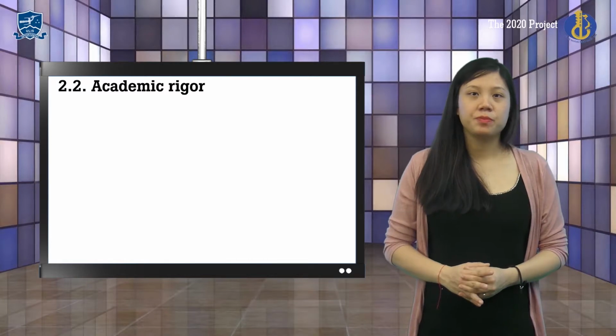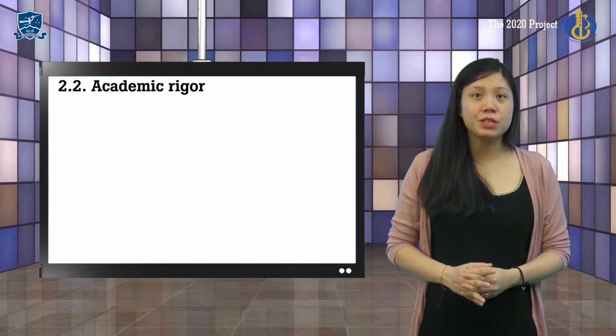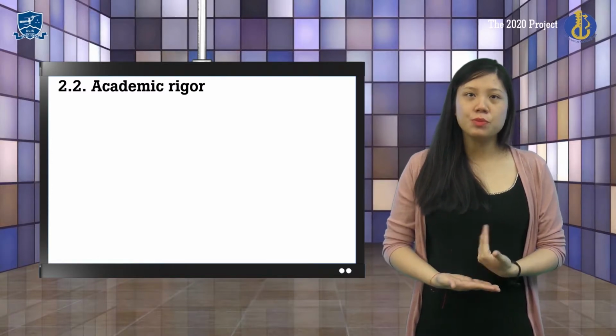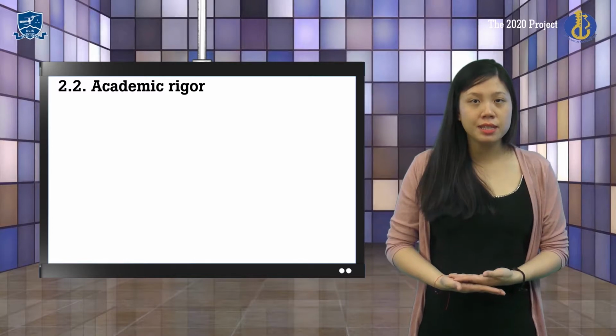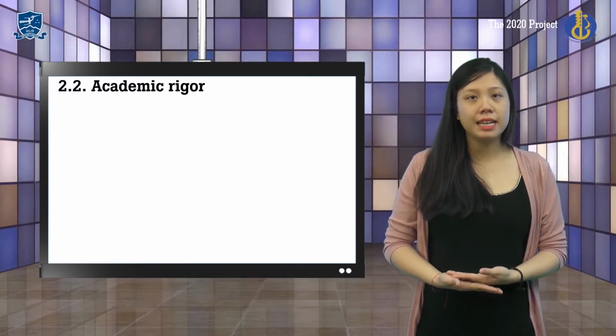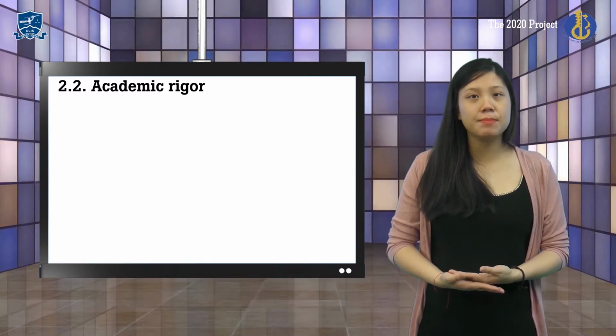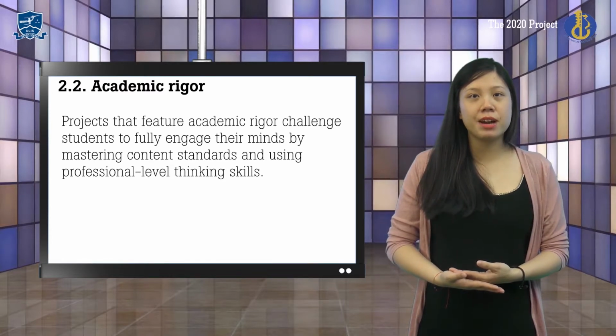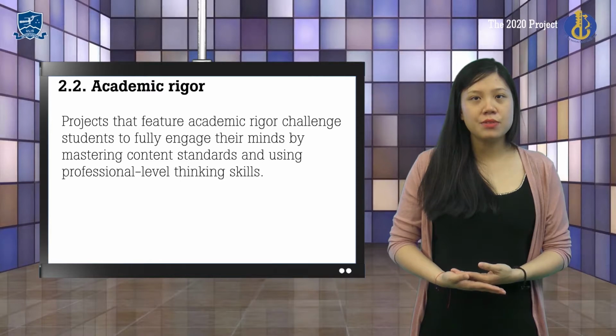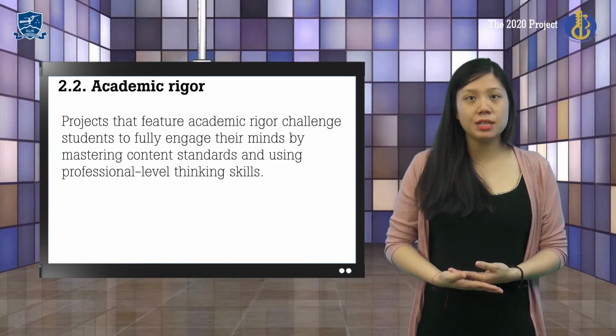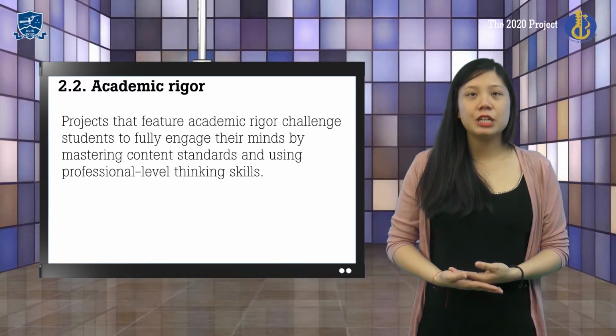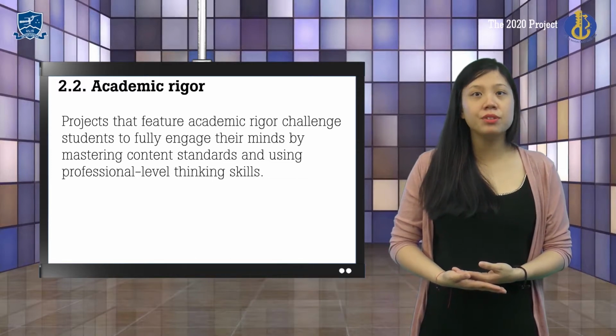Academic rigor. Students always start a project with a driving question, a problem to be solved. As students explore the driving question, they learn and apply important ideas in the disciplines. Projects that feature academic rigor challenge students to fully engage their minds by mastering content standards and using professional-level thinking skills.